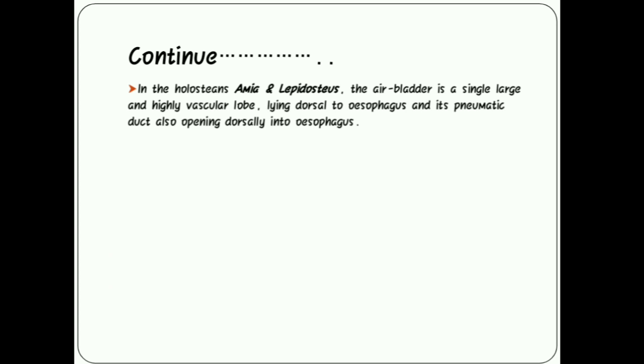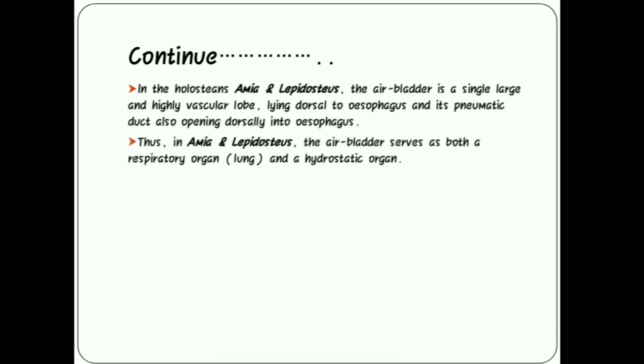In Holostei, Amia and Lepisosteus, the air bladder is a single large and highly vascular lobe lying dorsal to the esophagus, and its pneumatic duct opens dorsally into the esophagus. Amia also has only a single lobe of air bladder. It opens into the esophagus on the ventral side, but the air bladder is located on the dorsal side. Thus, in Amia and Lepisosteus, the air bladder serves as both a respiratory organ and a hydrostatic organ.